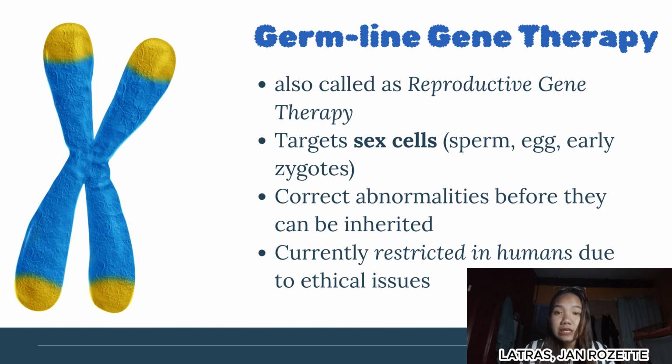So instead of treating the disease in one person, germline therapy prevents it from existing in future descendants. For example, if a genetic mutation causes cystic fibrosis, germline therapy could modify the embryo's DNA so that the child and all their future offspring will not inherit the mutation.